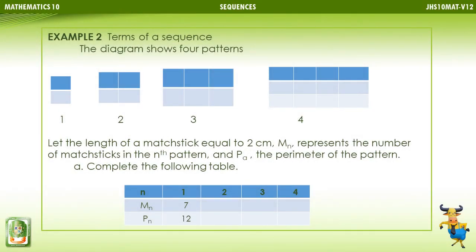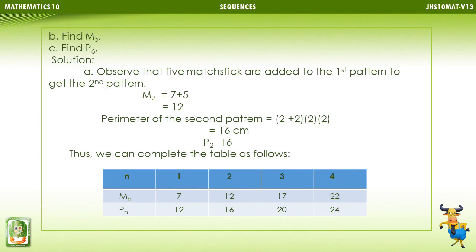Example 2. Terms of a sequence. The diagram shows 4 patterns. Let the length of a matchstick equal 2 centimeters. M sub n represents the number of matchsticks in the nth pattern, and P sub n the perimeter of the pattern. A. Complete the following table. B. Find M sub 5. C. Find P sub 5.